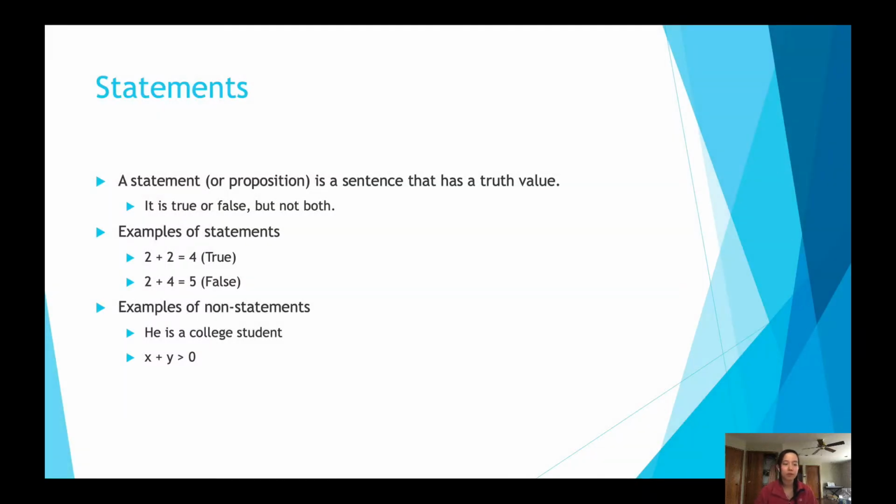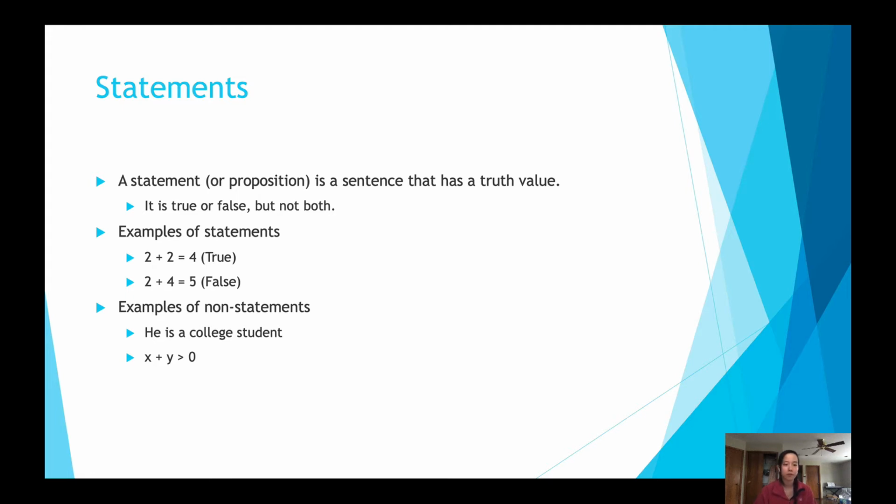So let's begin with talking about what a statement is. A statement, or a proposition, is a sentence that has a truth value, meaning it is either true or false, but it can't be both. Some examples of statements are 2 plus 2 equals 4. That is always true. And 2 plus 4 equals 5. That is always false because 2 plus 4 is 6, not 5.